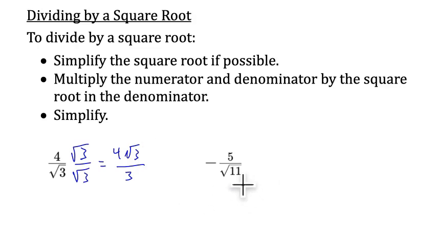So here we have a square root in the denominator. So let's go ahead and multiply the top and bottom by the square root of 11. Multiply across the top. Multiply across the bottom. And now we no longer have square roots in the denominator.